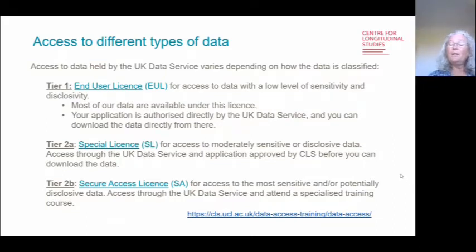Other data which is under special licence is moderately disclosive, and the most sensitive or disclosive data is available under secure access licence. So for example, things like linked health data, geographical data, mortality data. And in order to access the secure data, you will need to attend a specialised training course. And there's a link on the website to go for more information about that.